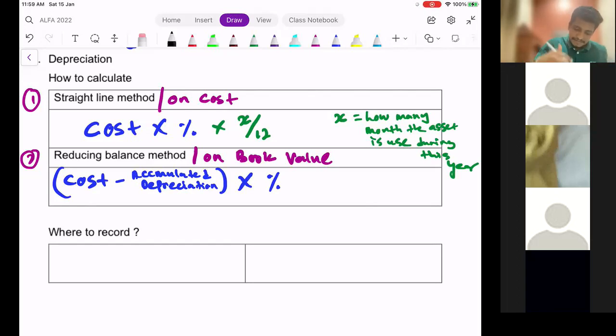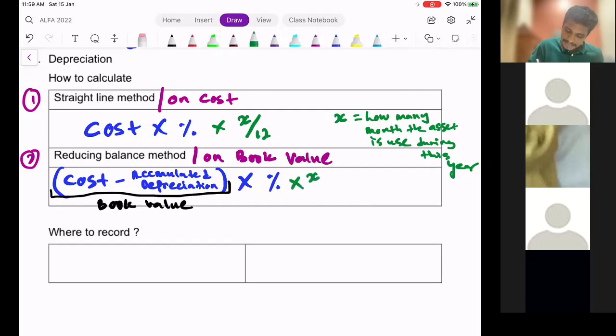Another thing, please get to know this also. Cost minus accumulated depreciation is book value. So take the book value times the percentage, you get the depreciation for one full year. If the question asks you to calculate monthly, then you need to times with X over 12, where X is how many months you use the asset within this year. Can or not?